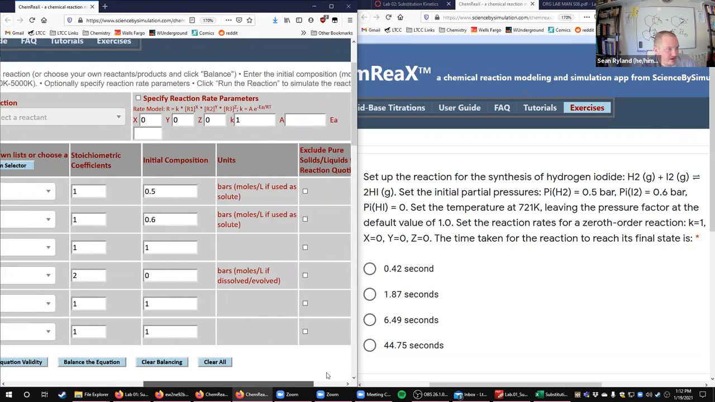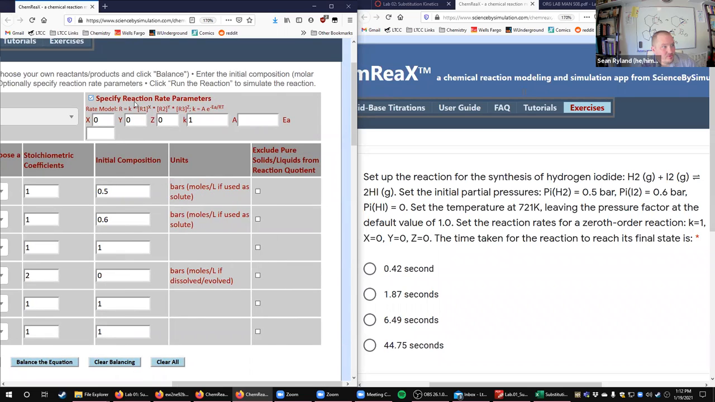So that's over on the right-hand side. And you just tell it what the reaction rate law looks like. If we want it to be zero order, in other words, the concentration does not affect the rate of the reaction, we leave X, Y, and Z as to the zero power, and k is just going to be our rate constant.